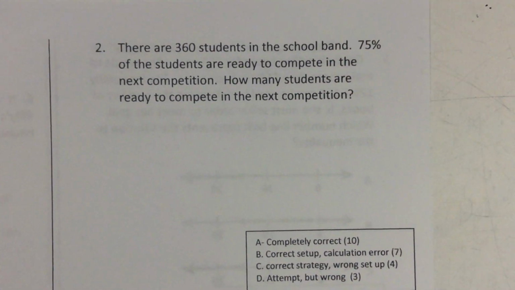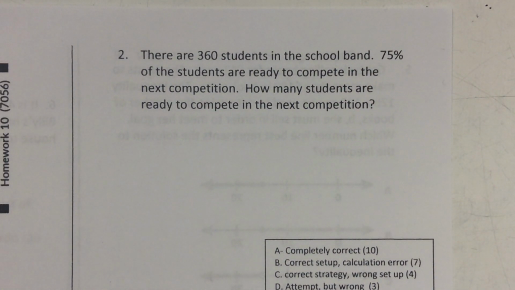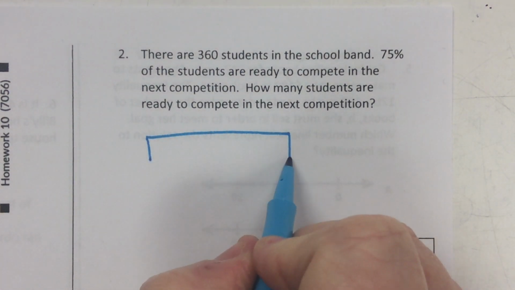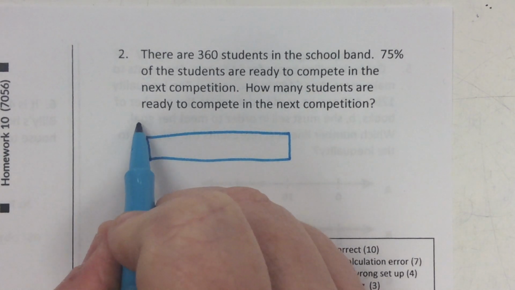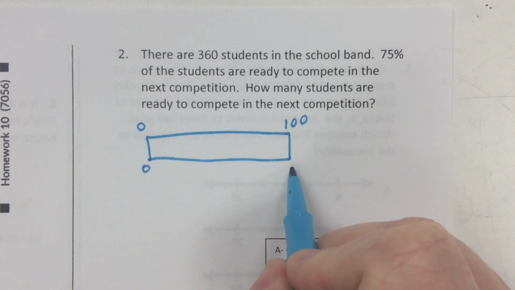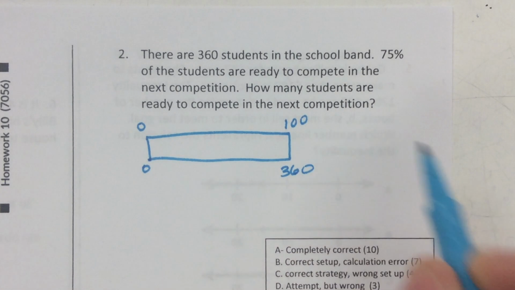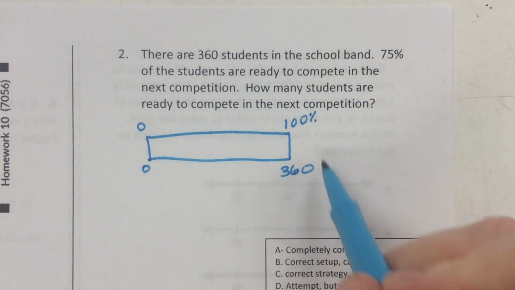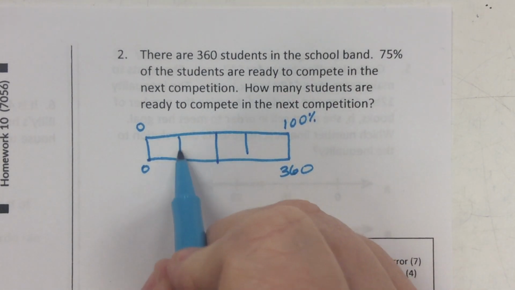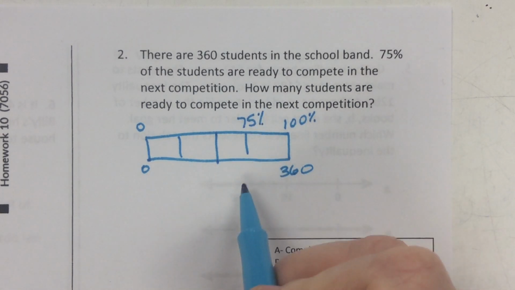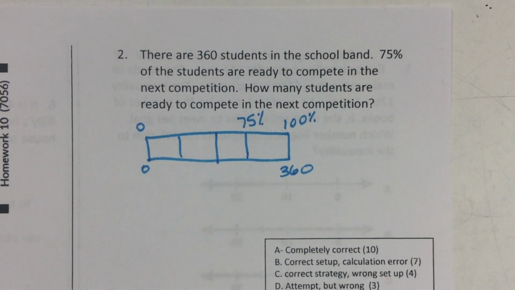Number 2, there are 360 students in the school band. 75% of them are ready to compete in the next competition. How many students are ready to compete in the next band competition? So a couple of things here. This is our percent model. So I'd have 0 and 0 here. So 100%. And then 360 students. So this is my percent, this is students. Now, I can look at 75% is what I want to know. I want to know 75%. What number right here represents 75%?